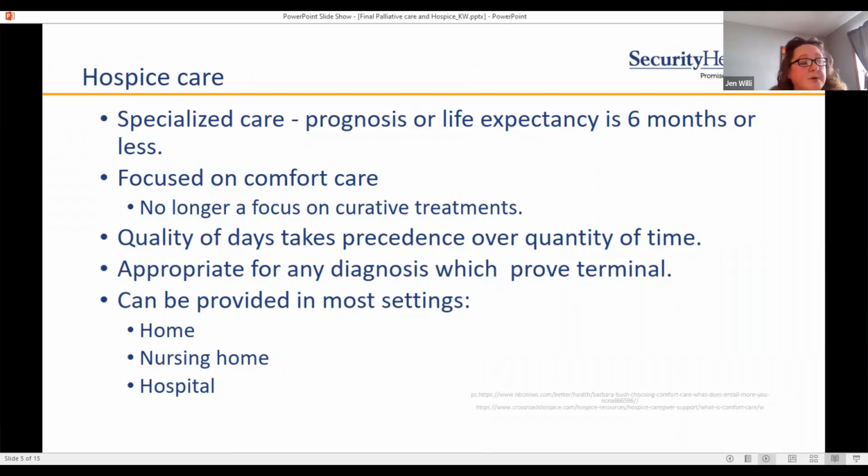There are also hospice houses in some communities. They are pretty rare, but they do exist, where the focus of the care is on end of life. These houses would be similar to a mini nursing home setting, but again, with the focus on individuals with a terminal illness.